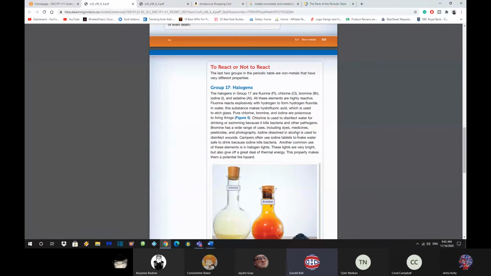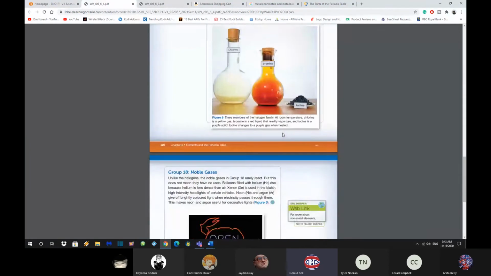In water, the substance makes hydrofluoric acid, which is used to etch glass. Pure chlorine, bromine, and iodine are poisonous to living things. Chlorine is used to disinfect water for drinking or swimming because it kills bacteria and other pathogens. Bromine has a wide range of uses, including dyes, medicines, pesticides, and photography. Iodine dissolved in alcohol is used to disinfect wounds. Campers often use iodine tablets to make water safe to drink because iodine kills bacteria. Another common use of these elements is in halogen lights. These lights are very bright and also give off a great deal of thermal energy. This property makes them potential fire hazards.